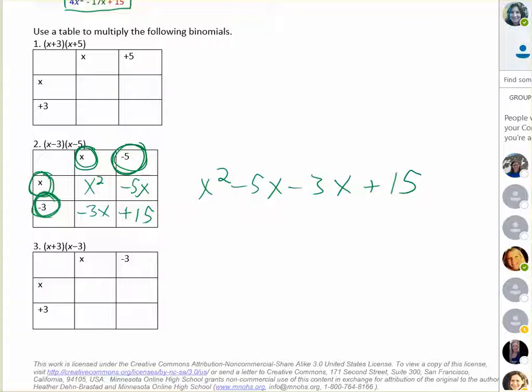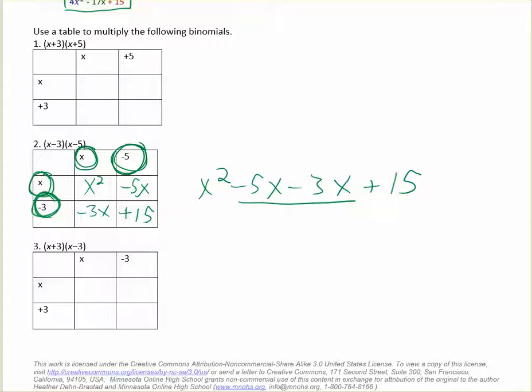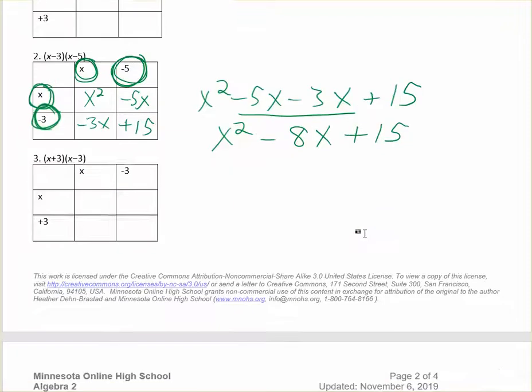And then you will combine like terms. So we have x squared minus 8x plus 15. And then you're done. So don't forget to finish after you complete the table. You still need to write down all of the terms you have and then combine any like terms.